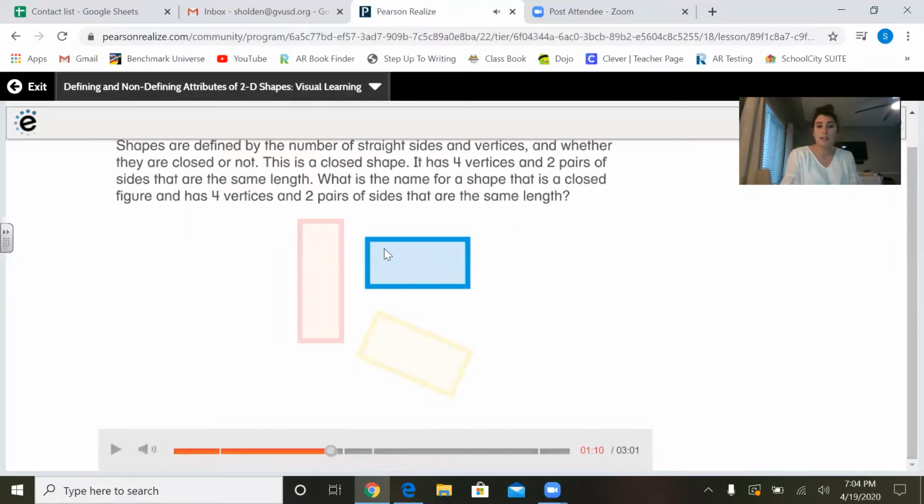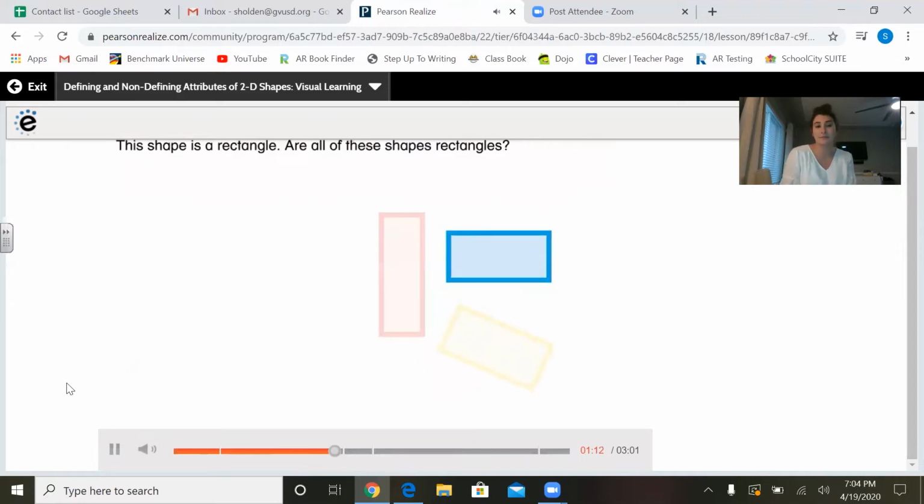So if we look at these, it wants to know what is the name of this shape. So this shape has 4 sides, 4 vertices, but the sides are not all the same. This side is not the same length as this side. This side is definitely longer than this side. This side and this side are the same lengths, but these 2 sides are not the same length as these 2 sides. So this shape is called a what? Rectangle. This shape is a rectangle.